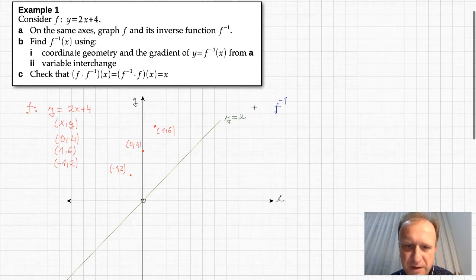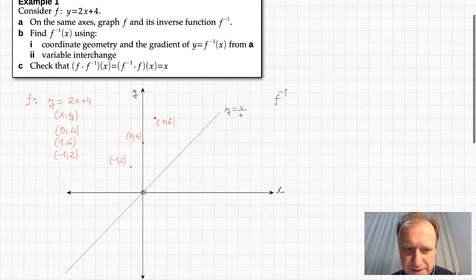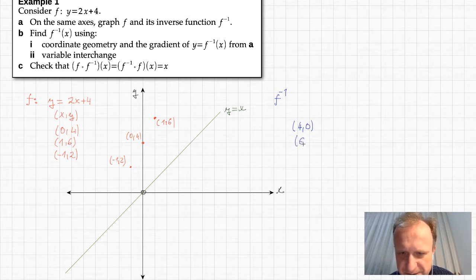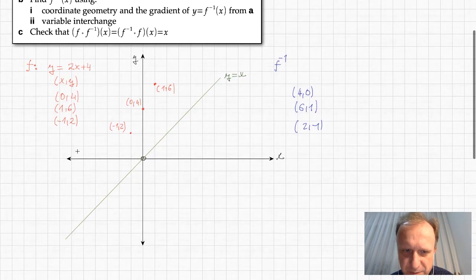Well, whatever the formula for the inverse is, what we know is that it should contain the points with coordinates which are interchanged. So there should be a point with coordinates 4 and 0 at the graph of the inverse, because it's corresponding to this point 0 and 4. Then there should be a point with coordinates 6 and 1 corresponding to 1 and 6 from the function f. And finally we should have a point with coordinates 2 and -1, which corresponds to -1 and 2 from the original function. So let me graph these points.